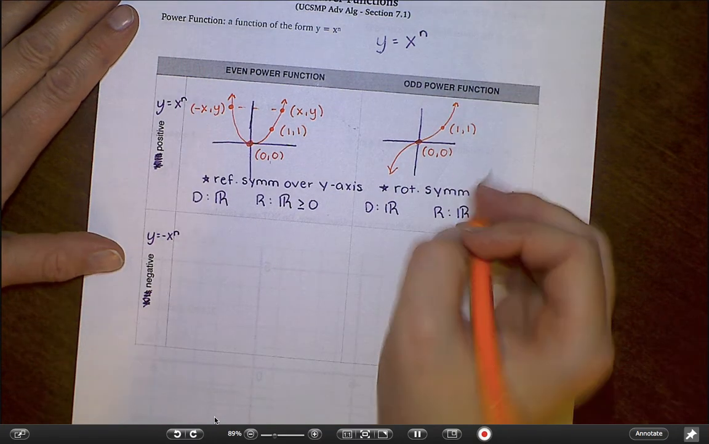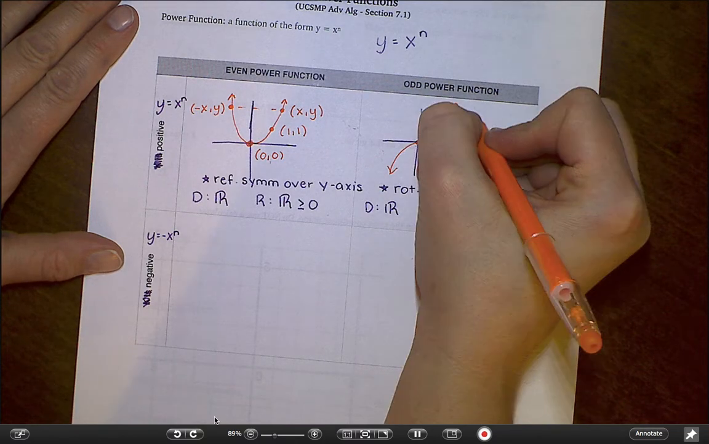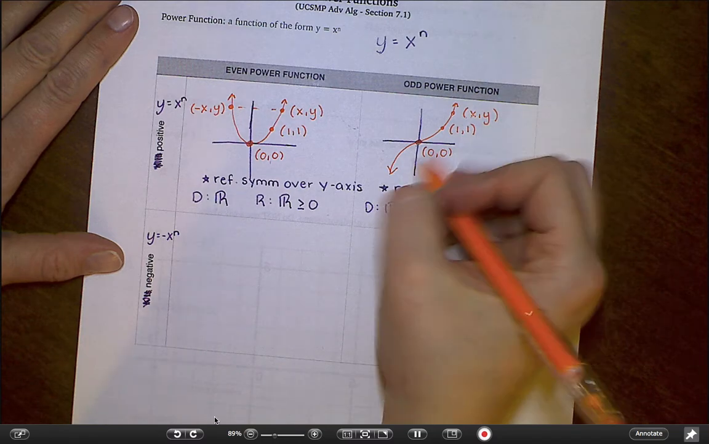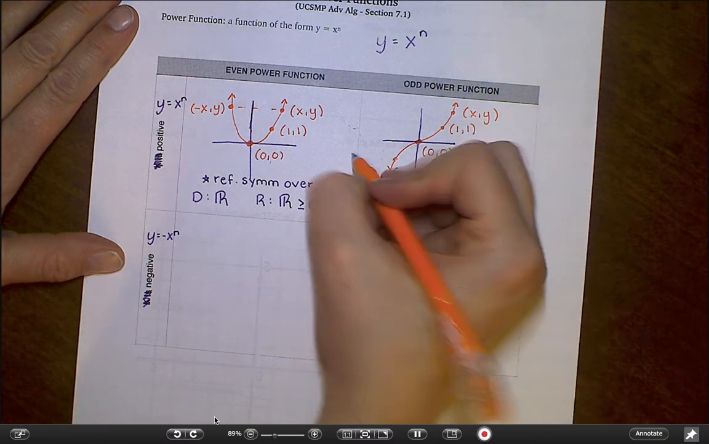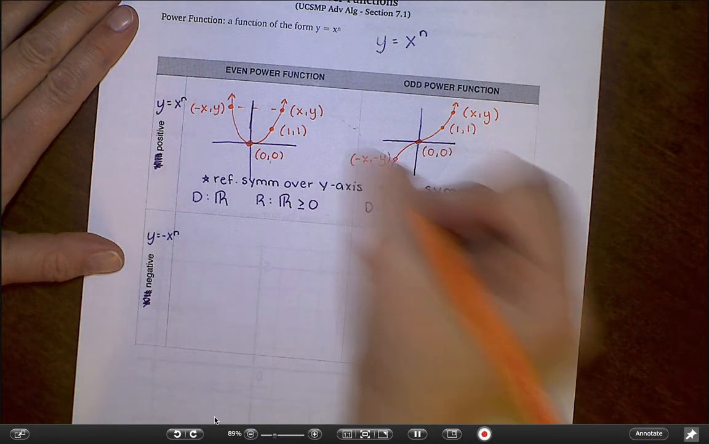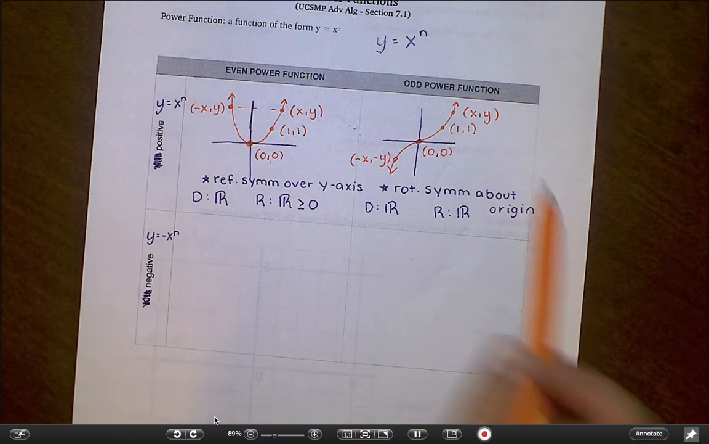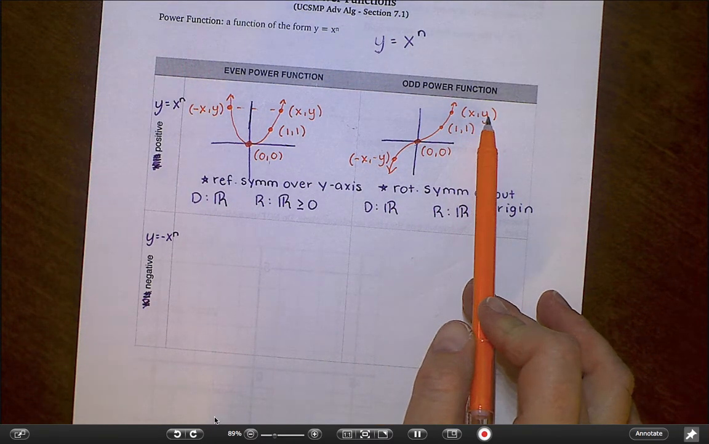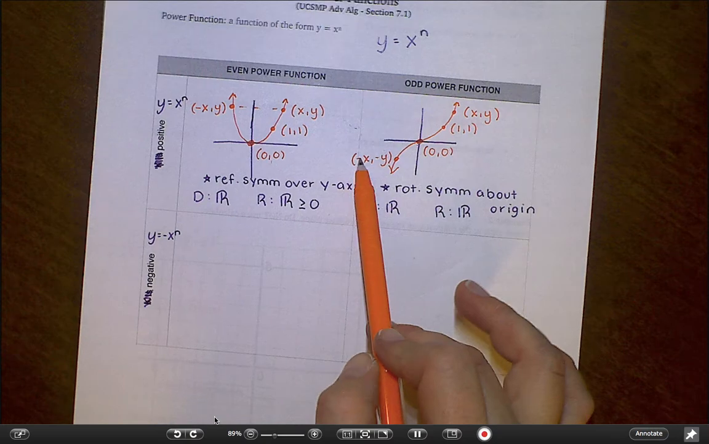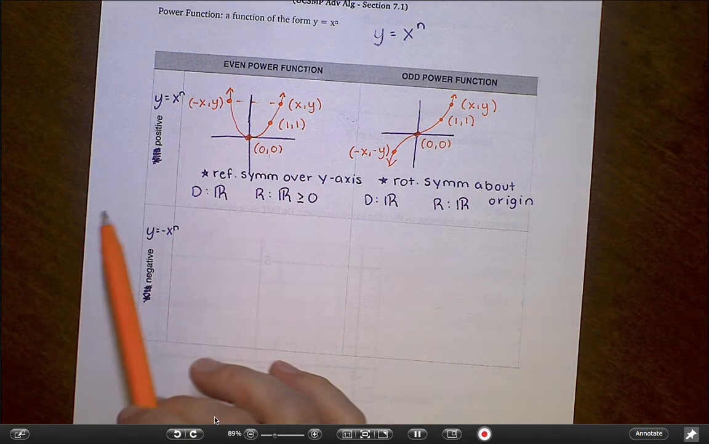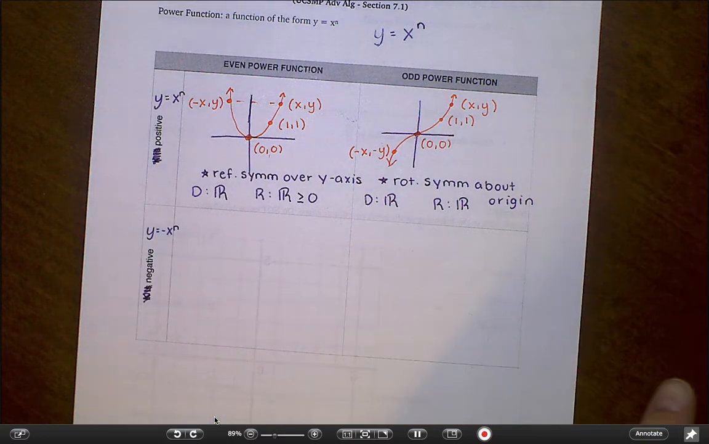Okay. For that reason, if I have a point up here that's x comma y, that rotational symmetry means that I'm also going to have a point down here that is negative x, negative y. That's what that rotational symmetry does. This is saying that if I put in a positive value, I get a positive value out. If I put in that same value but negative, I'm going to get the same answer, but the answer will be negative. Okay, that's what the rotational symmetry means.